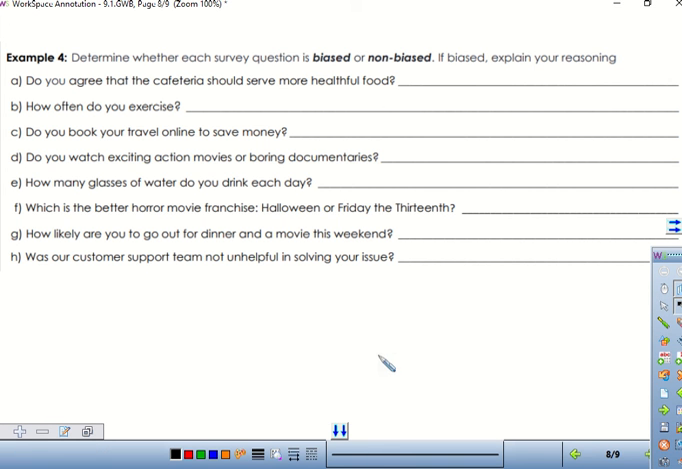If I asked, do you agree that the cafeteria should serve more healthful food? Biased or unbiased question? That's biased, because you can't define healthful. It's not that we can't define it, but we're starting with a leading question. Leading questions basically lead you to picking a certain way. So you can't lead with a question like that.